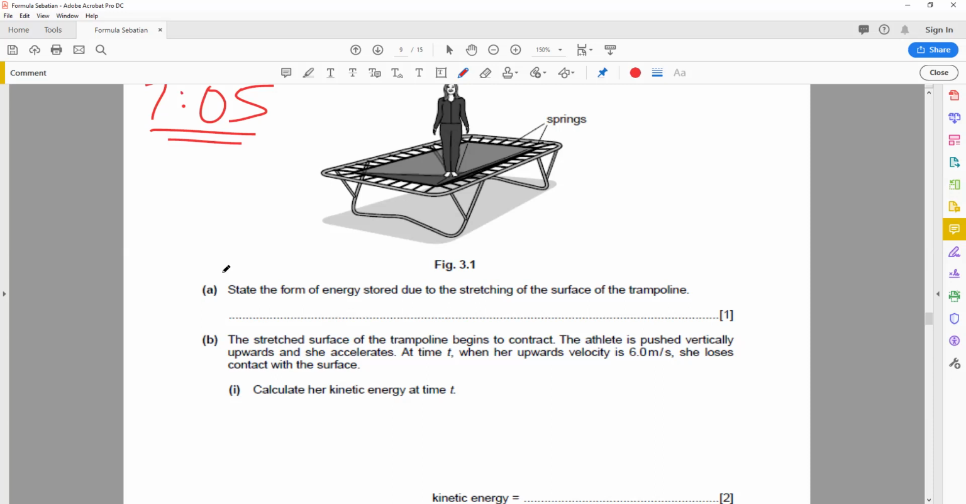Bro, this is a very standard question. I told you already. You use this to convert into this, right? Assuming it's 100% conversion rate, right? But in reality, it will never be 100% because there's air resistance. Because energy is lost to the surrounding.